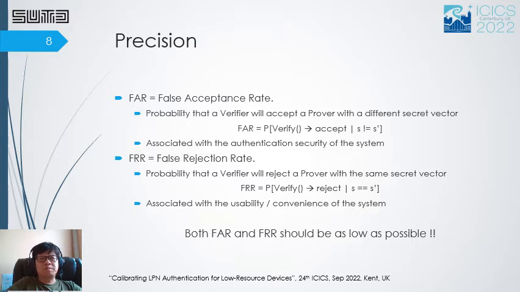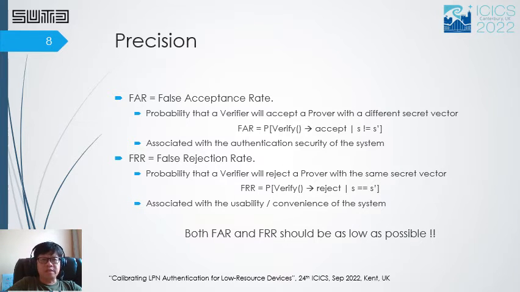We measure precision based on two values, FAR and FRR. Both these values should be as low as possible. False acceptance rate, or FAR, refers to the probability that the verifier would accept the authentication response B from a prover who doesn't know the secret key S. This is the authentication security as we know it.